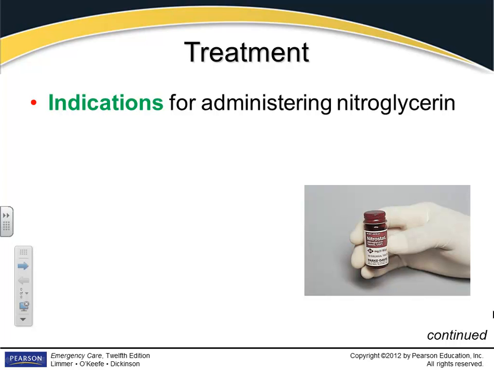So we have three medications. Of those, which are patient-assisted? Nitroglycerin is the only patient-assisted one. The patient has to have a prescription for that before you can assist them with it. The other two will be things that you have, oxygen and aspirin, right?